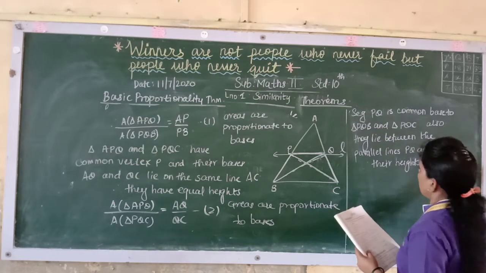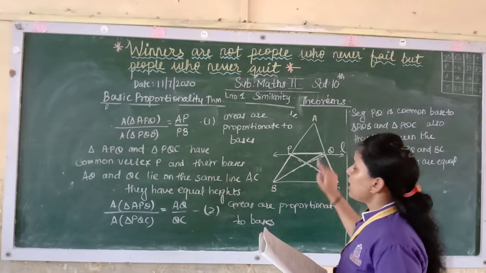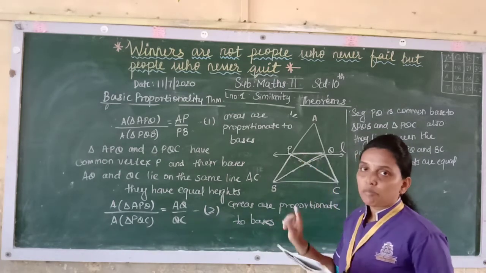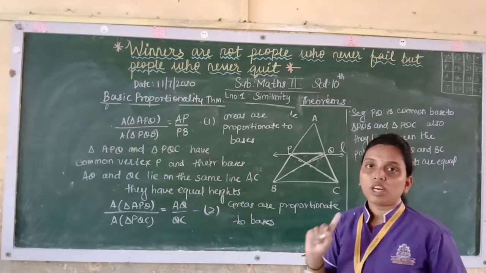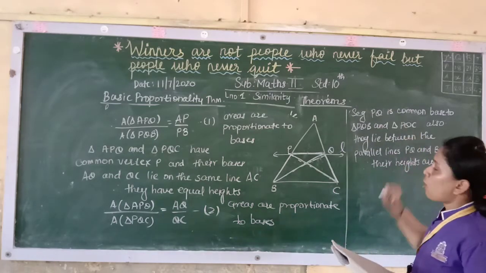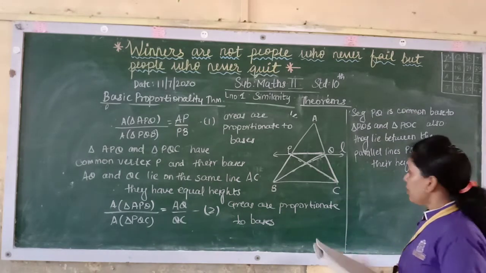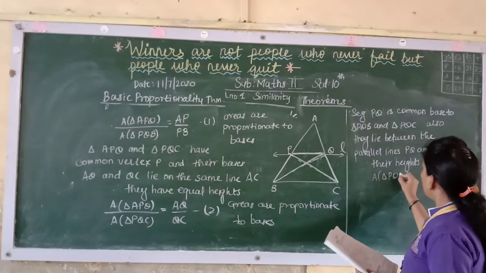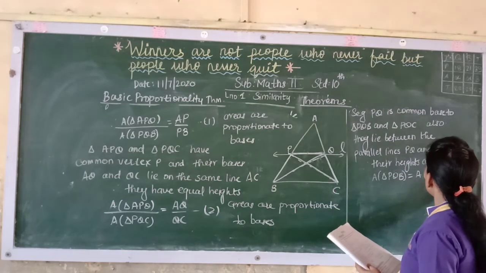See here, again we'll see these two triangles, that is PQB and PQC. Both of them have the common base BC, so their base is the same. As they lie between the parallel lines, the distance is the same, so the height will also come the same. So the heights are equal and the base is common, therefore their areas will be equal. Therefore, area of triangle PQB is equal to area of triangle PQC.